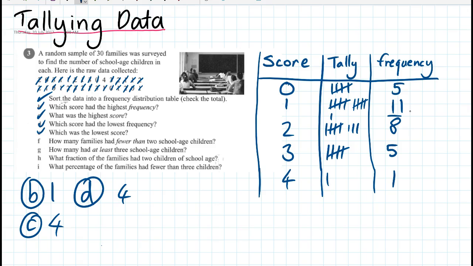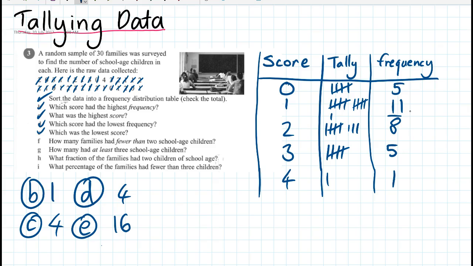How many families had fewer than 2 school-aged children? 2 doesn't count. 2 is not fewer than 2, 2 is 2. So we go to 11, then we go to the 5, and that is 16 in total that had fewer than 2 school-aged children. So E is 16. Just again, because I'll get asked this a lot, fewer doesn't include the number. So it's all those that are less than 2, the 11 and 5, being the 1 and the 0.